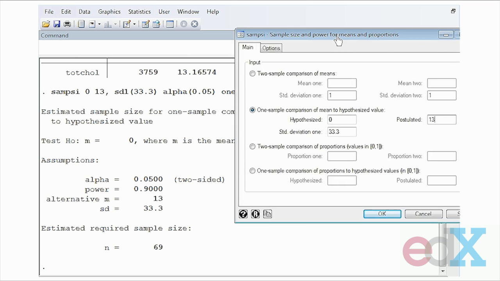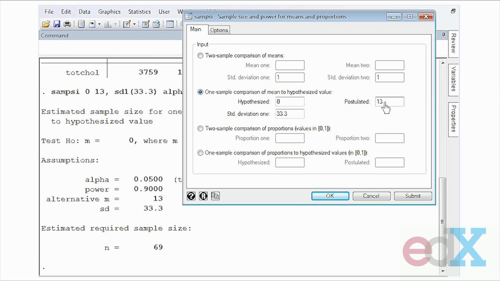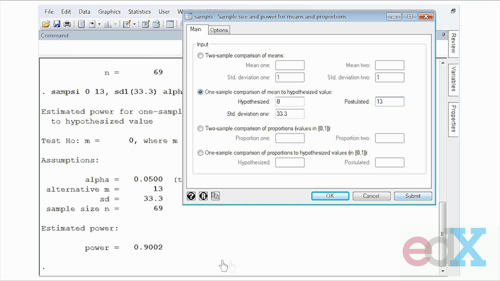Okay? Now, we could have done it the other way. We could have said, all right, compute the power. Then it says, well, what is your sample size? Well, let's say our sample size is 69. Where do you want the power computed? And the answer is, we want the power computed at this postulated value of 13. And I hope now that when we submit this, we'll get back our 90%. And the answer is yes, there it is. We get 90.02%. Closer than that we couldn't get.